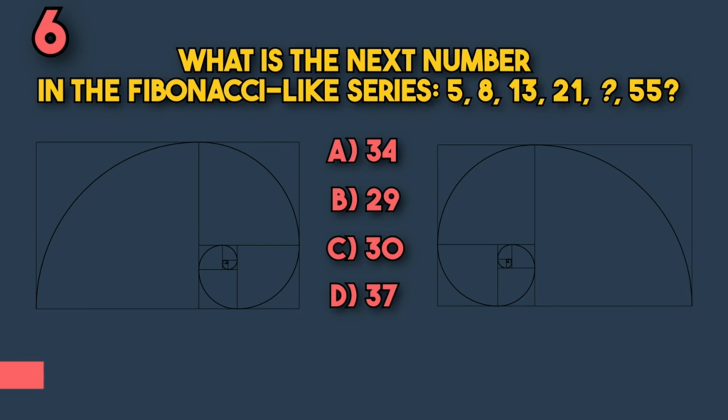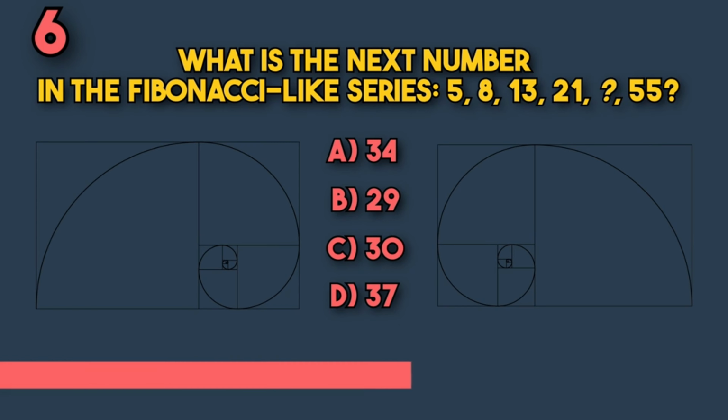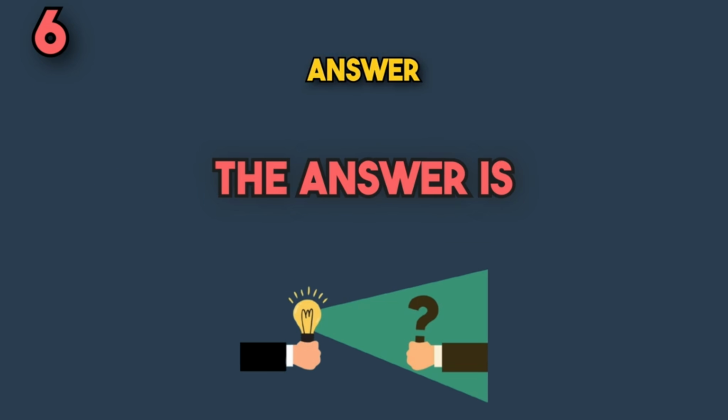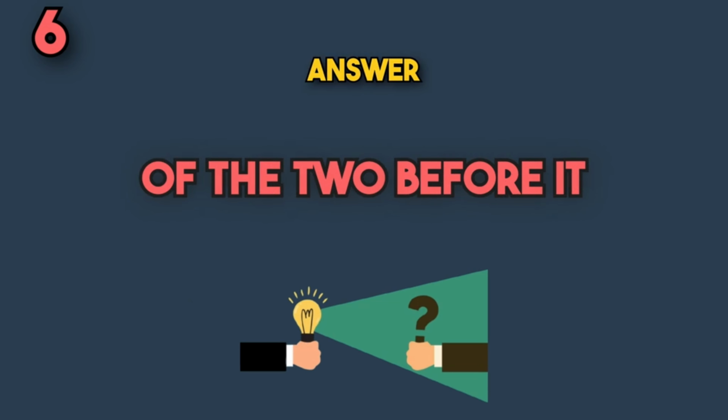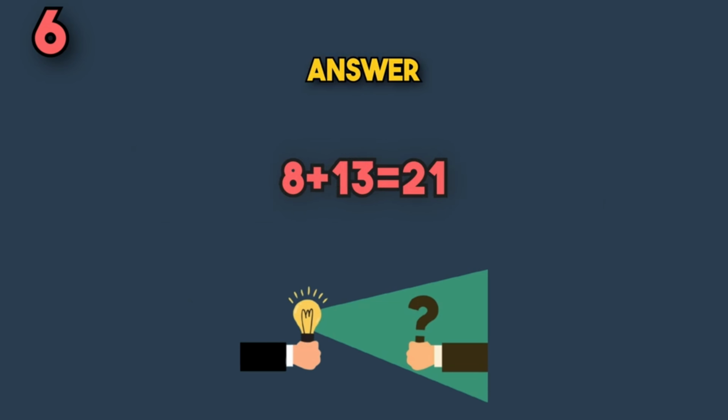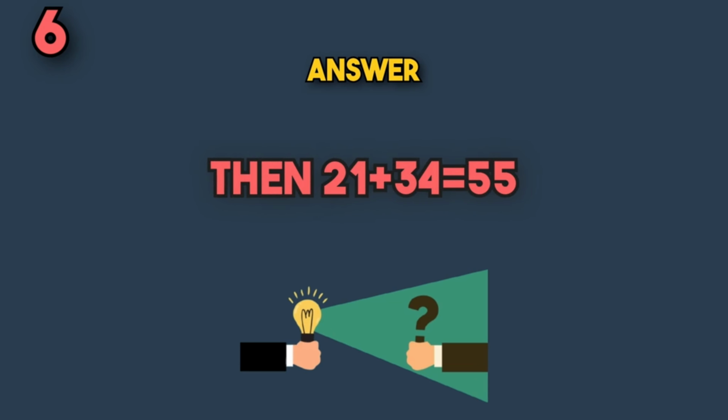What is the next number in the Fibonacci-like series? 5, 8, 13, 21, 55. The answer is A, 34. Each term is the sum of the two before it. 5 plus 8 equals 13, 8 plus 13 equals 21, 13 plus 21 equals 34, then 21 plus 34 equals 55.